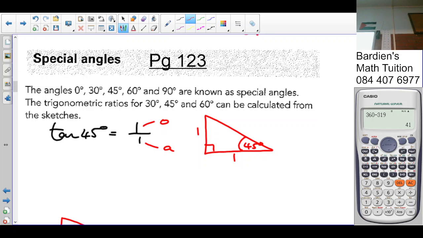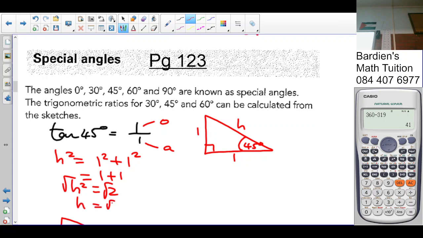Hypotenuse. Here your hypotenuse squared, let's call it h for now, is equal to 1 squared plus 1 squared. 1 squared is 1, so that's 2. Take the square root of that. Normally plus or minus, but this is length, so it's not negative. So h is equal to the square root of 2. What's the size of this angle here? 45. This is your isosceles triangle.